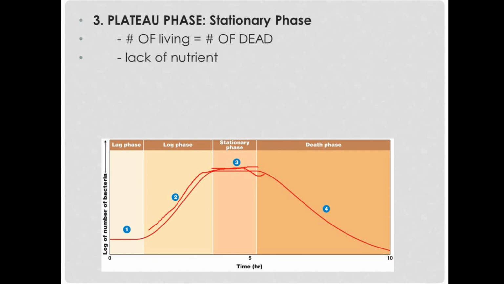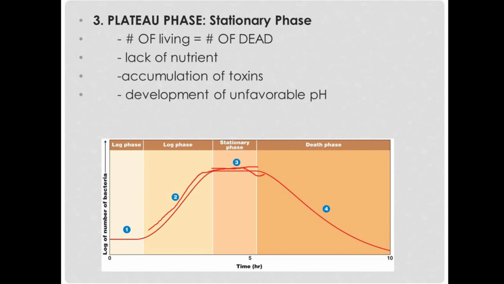Just imagine a certain population. Kung mayroon lang kaunting supply ng food, mauubusan tayo ng food. Yun din ang nangyayari sa ating mga microorganism. Naubusan na sila ng nutrients. So there is an accumulation of toxins. When there is an accumulation of toxins, there are a lot of dead microorganisms. So there is a development of unfavorable pH. And of course, dito na papasok ang death phase or the decline phase.